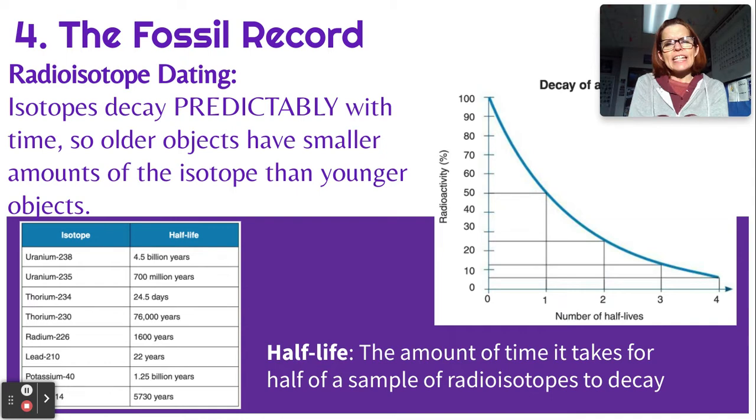Let's say we have 10 grams of carbon-14. That's a radioisotope. I have 10 grams of carbon-14. After 5,730 years, I will have half of that.